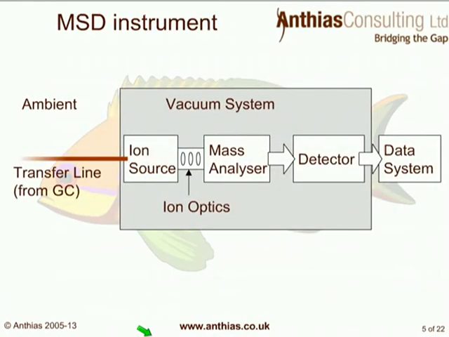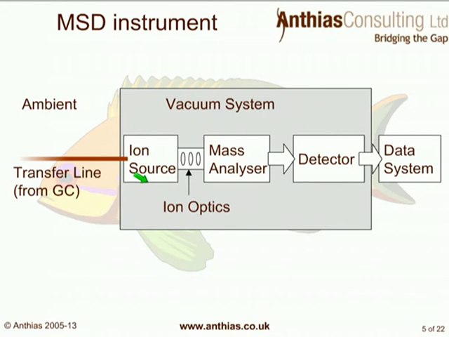Now let's have a look at the mass spectrometer itself and the different components. So if we have the GC on this side, we have a transfer line. This will then transfer the column from the GC into the mass spectrometer. The mass spectrometer itself is under a vacuum, as we discussed in a reasonable amount of detail in the last presentation. The key components of a mass spectrometer are the ion source.